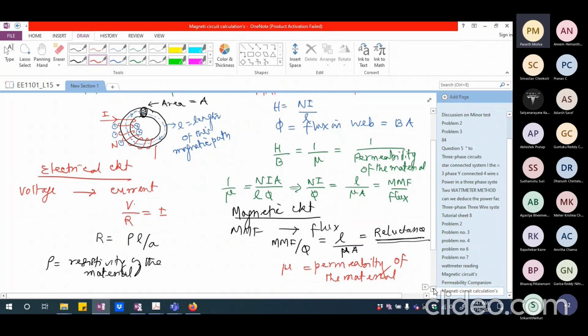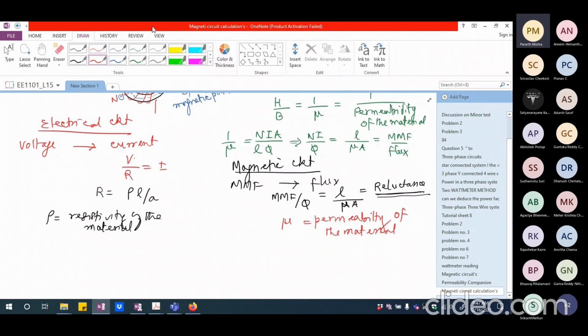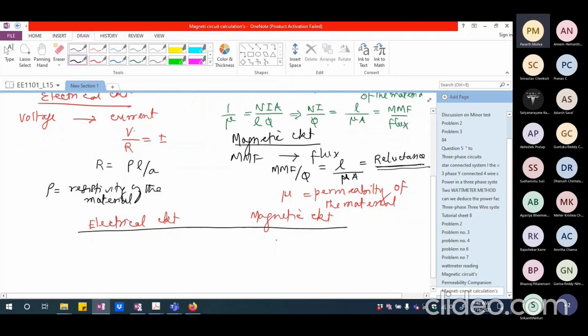Okay, so if I actually compare an electrical circuit and a magnetic circuit, what are all the equivalent quantities in the two cases? If I try to find out how we can look at the equivalence of the two, I should be able to say that in one case the cause is EMF or voltage, and the units are volts.